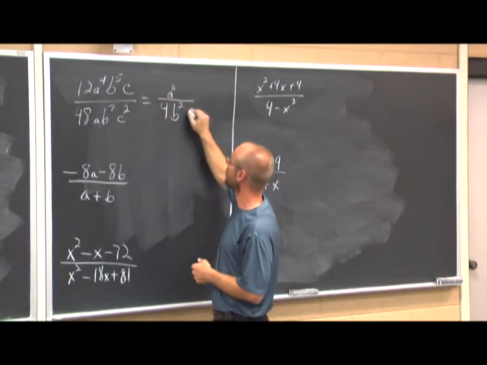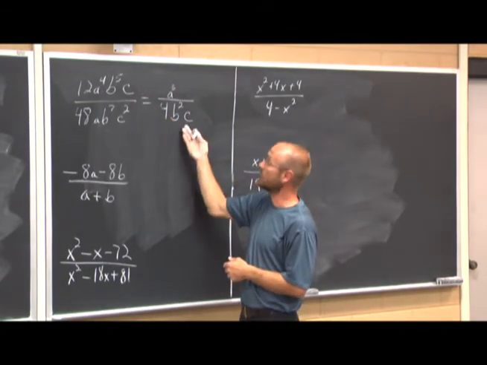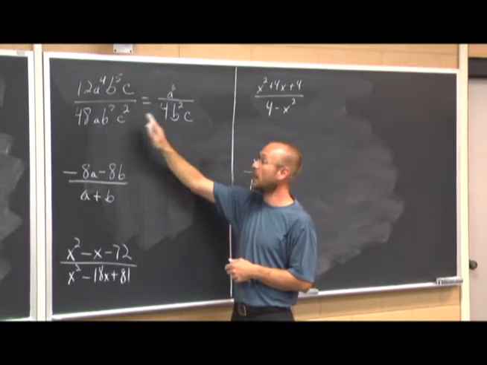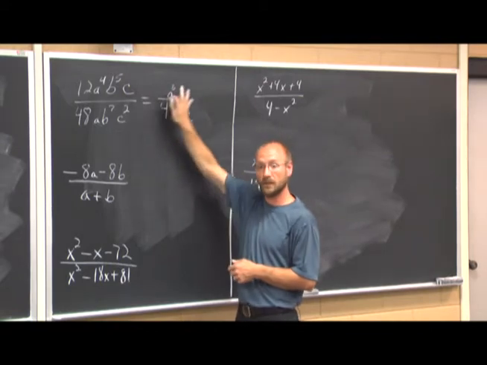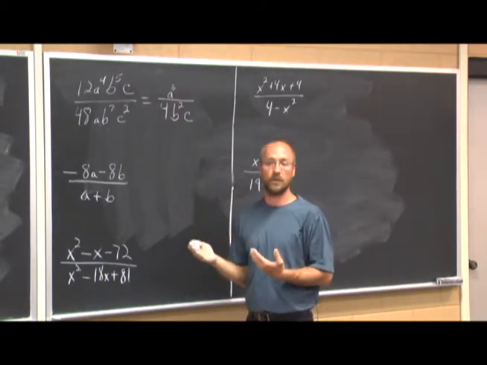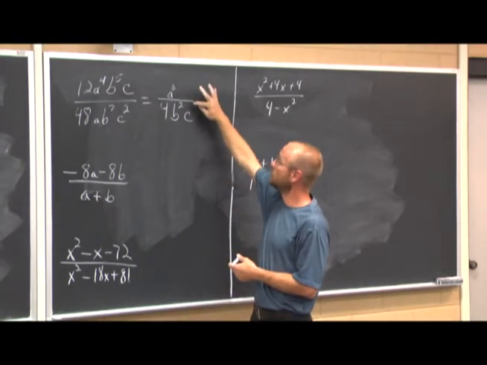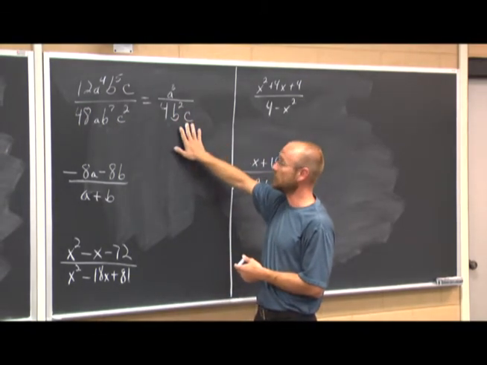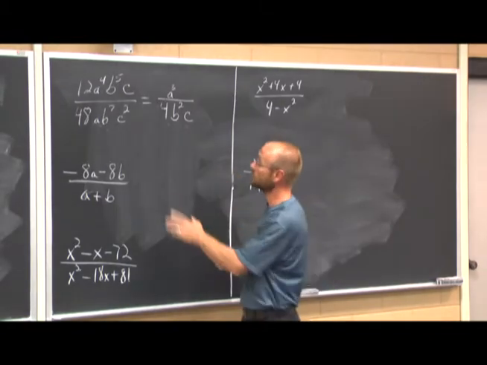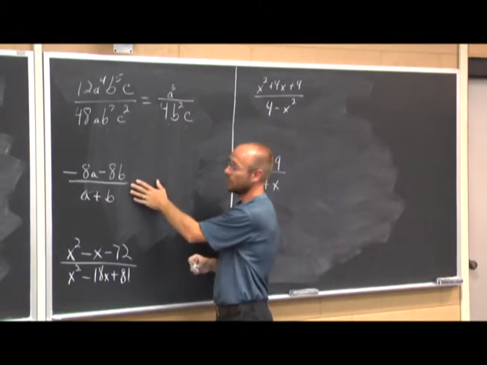1 c on top can cancel 1 c on the bottom. And this is the simplified form. So we want it in simplest form. We're essentially just reducing a fraction. All right, so a cubed divided by 4b squared c is our simplified expression. Now let's look at this one.